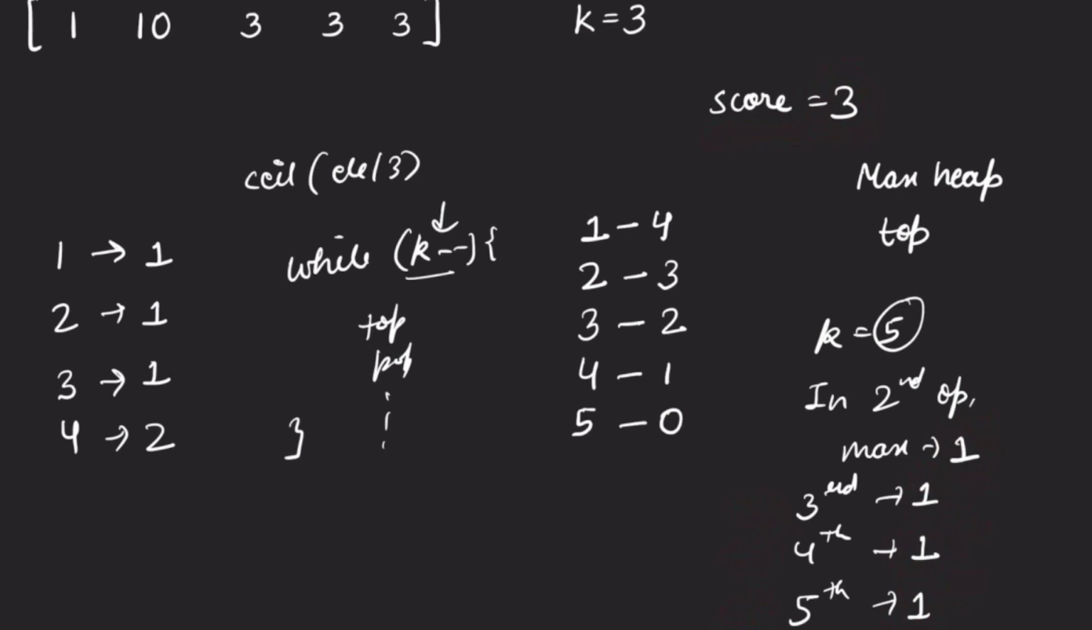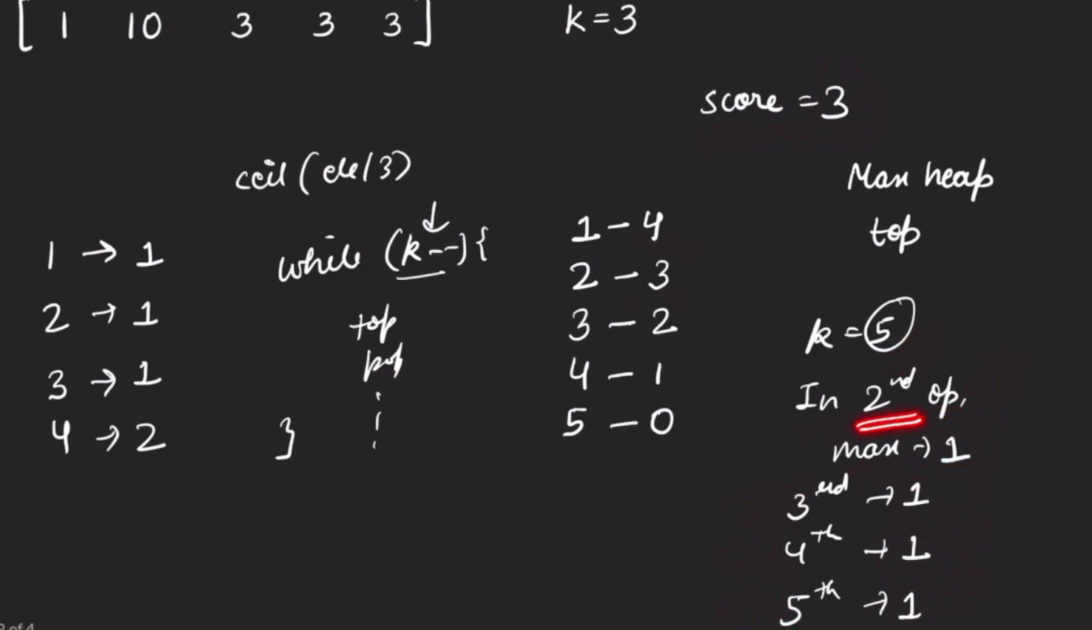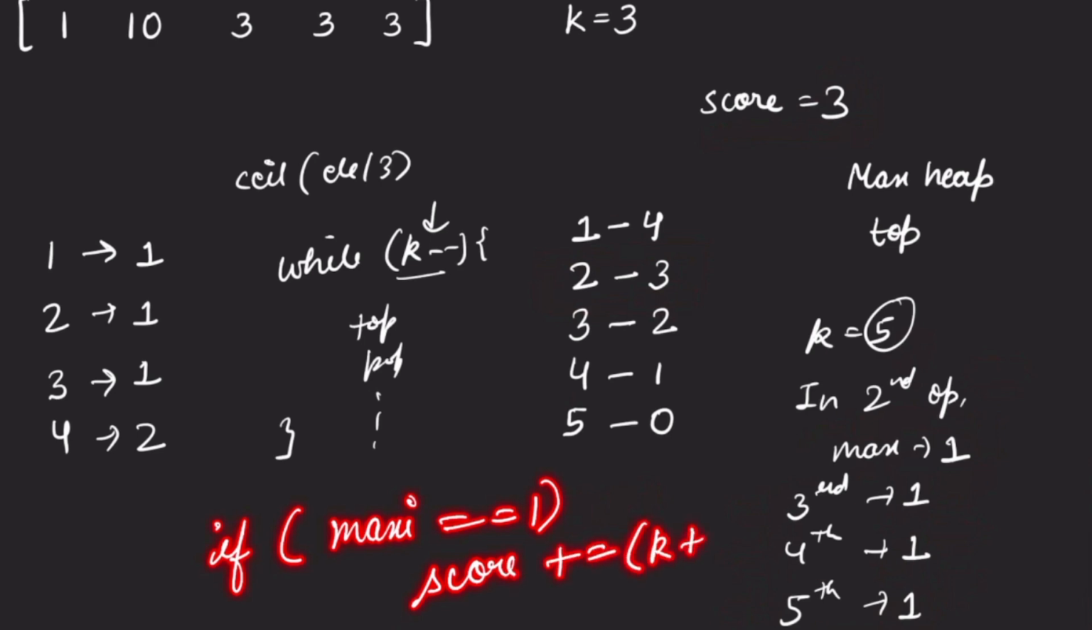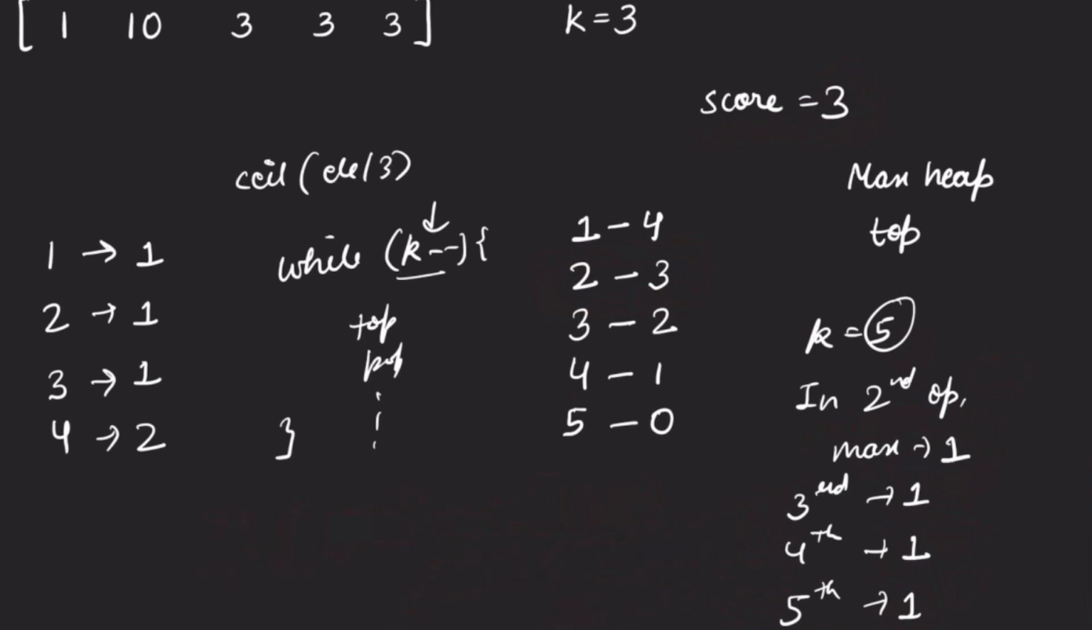Right? Now, let's suppose you are in the second operation and the maximum element became 1, then at this point, you need to add the number of remaining operations plus this operation. In the second operation, the value of k is 3. And how many are the remaining elements? This, and this. So these are total 4. And this is 3. So can I say that the number of remaining operations will be k plus 1, right? So I'll just do that. If my max element becomes 1, then in that case, I will increase the score by k plus 1 and I will return this score. Okay, I hope you got it.